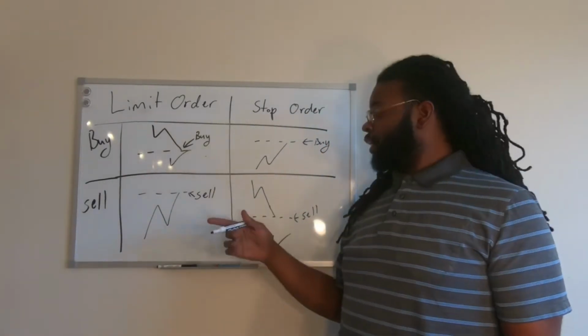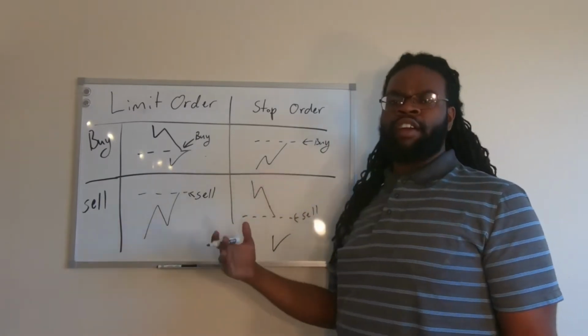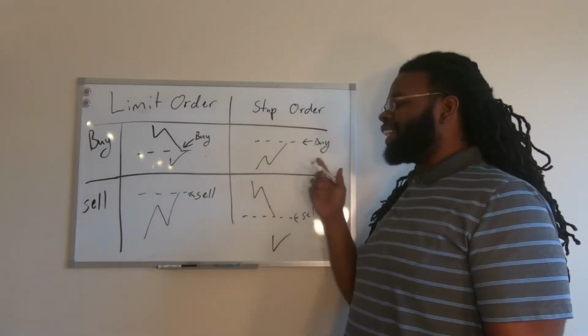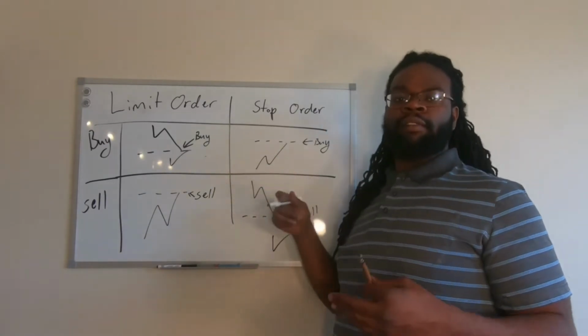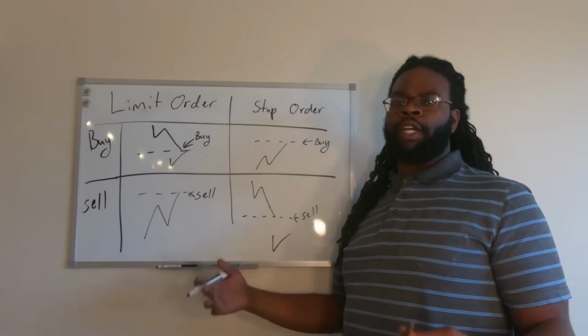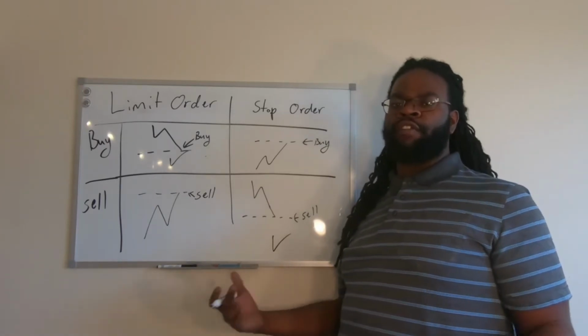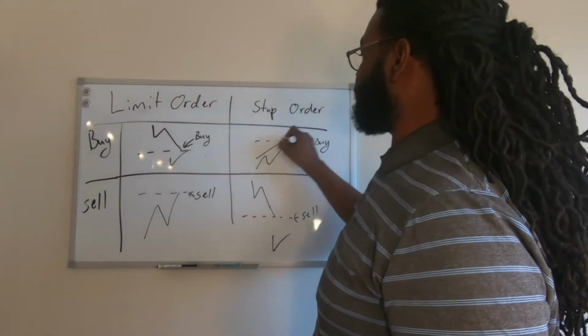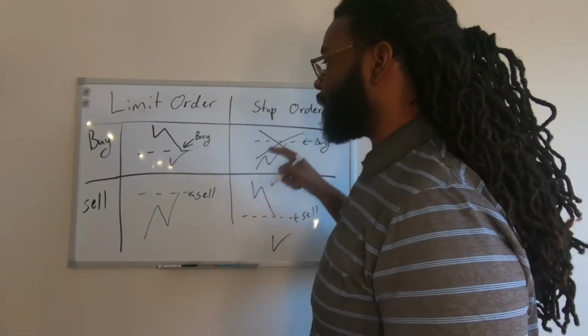The reason being is because you're basically waiting for a stock to go up in value before purchasing. And to me, that just doesn't make sense. That's like walking into a store, seeing a shirt for $20, knowing that the shirt will be $30 next week, and being like, nah, I'm just gonna wait for next week and pay the $30. So for the most part, I never ever use stop order buys.